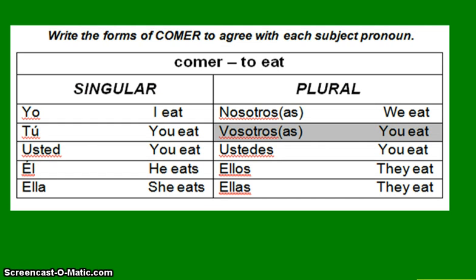This is the chart that's on your handout that goes with today's lesson. What you need to do is you need to conjugate the verb comer in all of its forms. Remember, just like AR verbs, you keep the stem, you drop the ER ending, and you insert the appropriate ending.